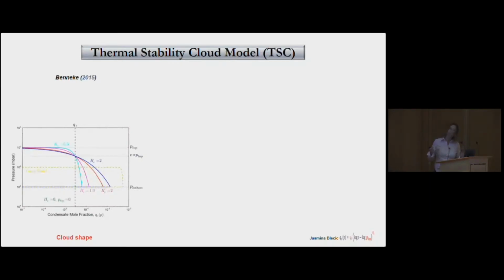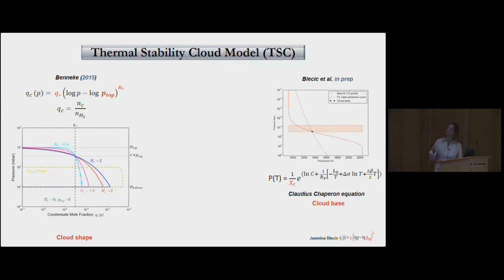So to explain a little bit more about this model, I used the approach that Benneke developed in 2015, where we can generate different cloud shapes based on this equation here. All those cloud shapes are covering the cloud shapes that we can see in the solar system planets, brown dwarfs, and exoplanets, and even the gray cloud model. I calculate the cloud base based on the intersection between the temperature and pressure profile and the condensation curve. And I introduce another free parameter here, which allows me to shift the cloud base depending on the number density of the gas species below the cloud deck.